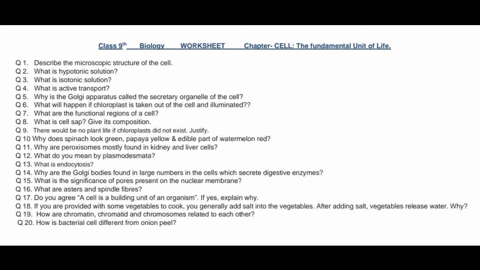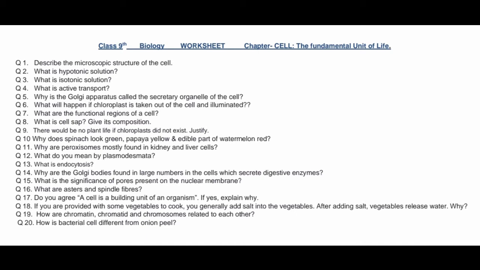Moving towards our next question, what will happen if chloroplast is taken out of the cell and illuminated? As we know, chloroplast is a semi-autonomous organelle of the plant cells, and on illumination, it can carry out photosynthesis and release oxygen even outside the cell if kept in isotonic medium and provided with raw material. Got it? Okay.